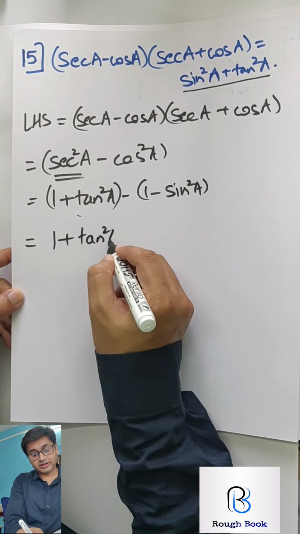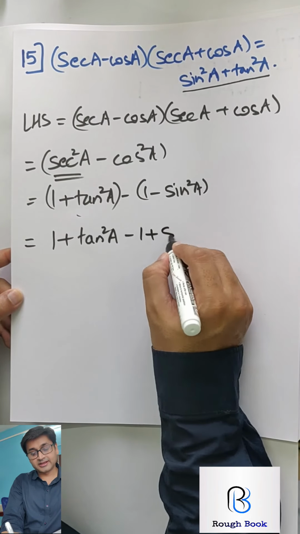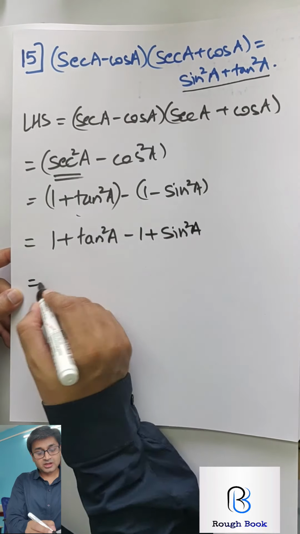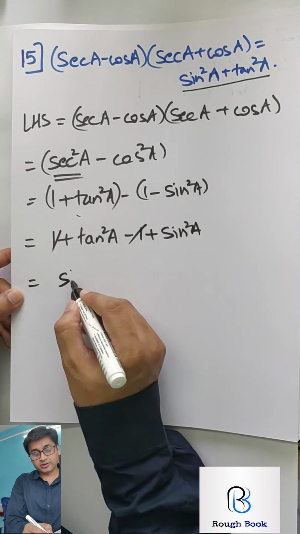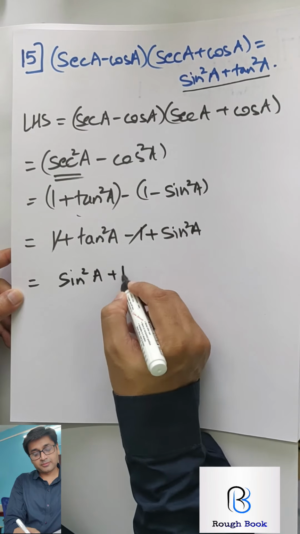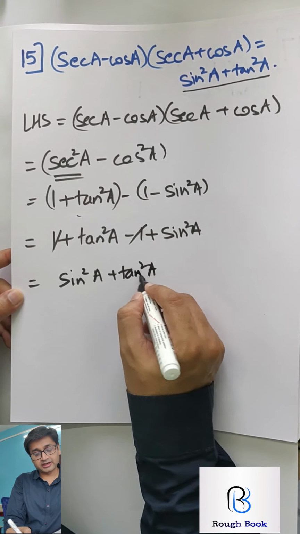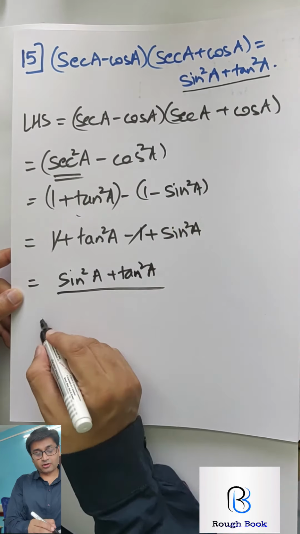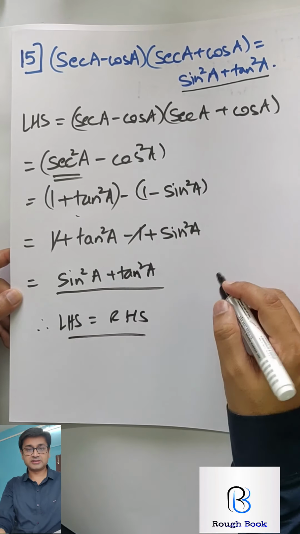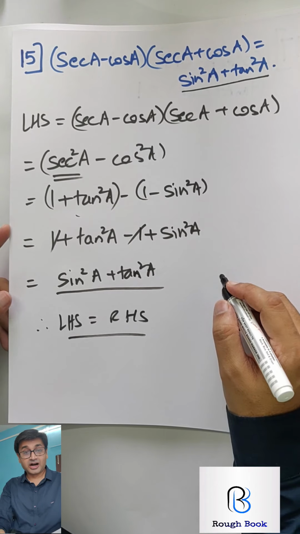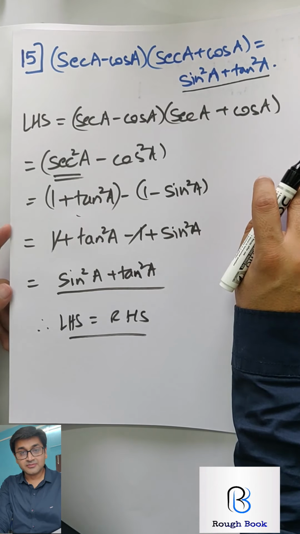1 plus tan square A minus 1 plus sine square A. So 1 plus and minus gets cancelled. I'm writing sine square A first plus tan square A next. Exactly, that's what I wanted, and therefore LHS is equal to RHS. Do you manage it now? Aren't you thinking that this is very simple?